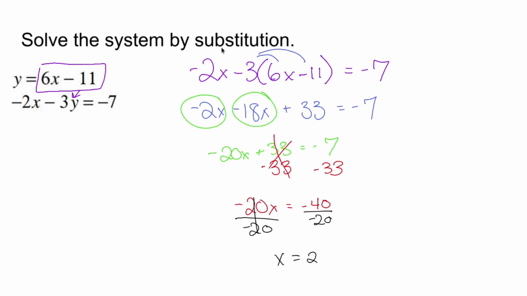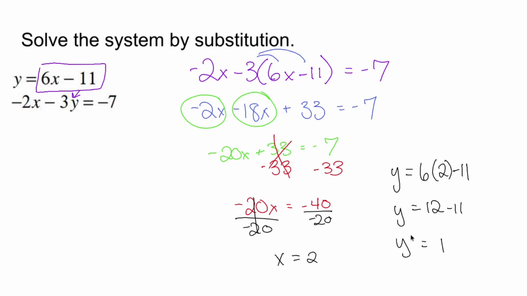Now, a system of equations is going to have a solution as a point. So not only do we need an x value, but we need a y value too. How can I find my y value? Well, I know y is 6x minus 11. So why don't I replace x with 2 and say y is 6 times 2 minus 11. So y is going to be 12 minus 11, and y is going to be 1.